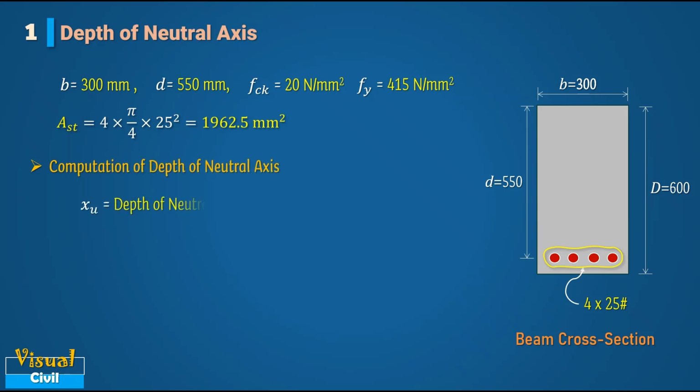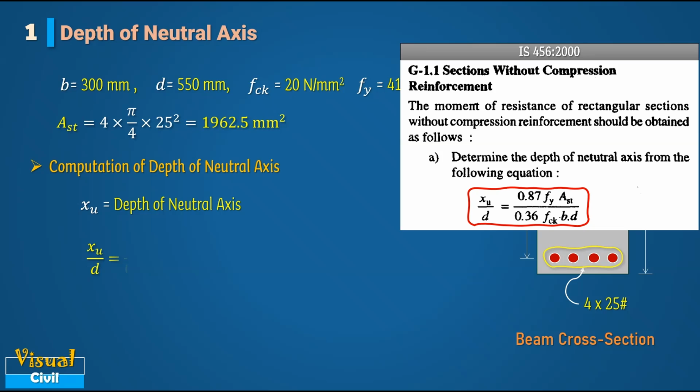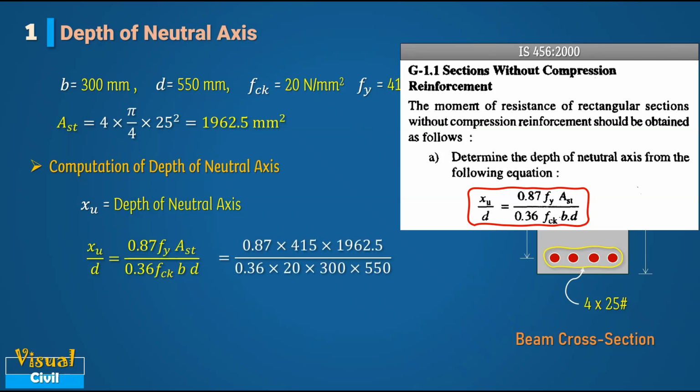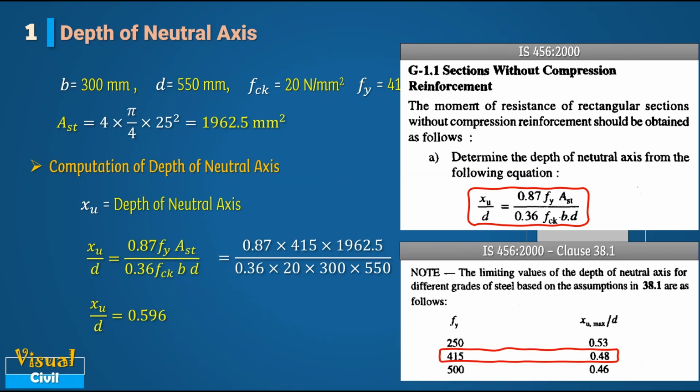To find this, we will use the equation given in clause G 1.1a of the code. After substituting all the required values into the equation and solving, we find that ratio of XU by D comes out to 0.596. According to clause 38.1, the limiting value XU max by D for Fe415 steel is 0.48. The calculated ratio of XU by D is greater than the limiting value. This tells us that section is over-reinforced.